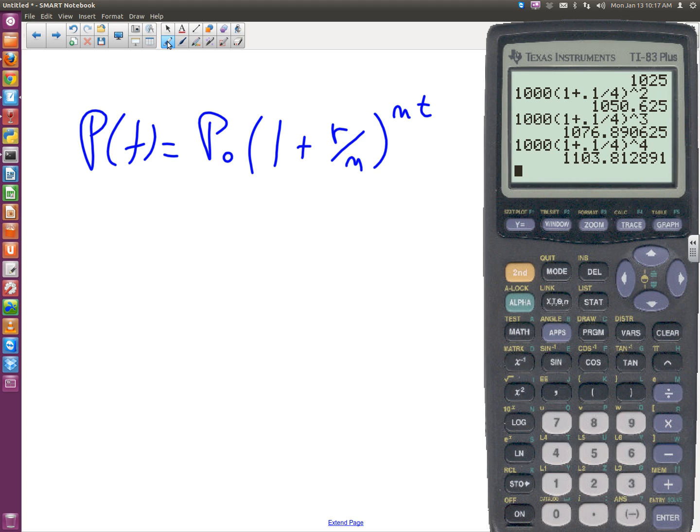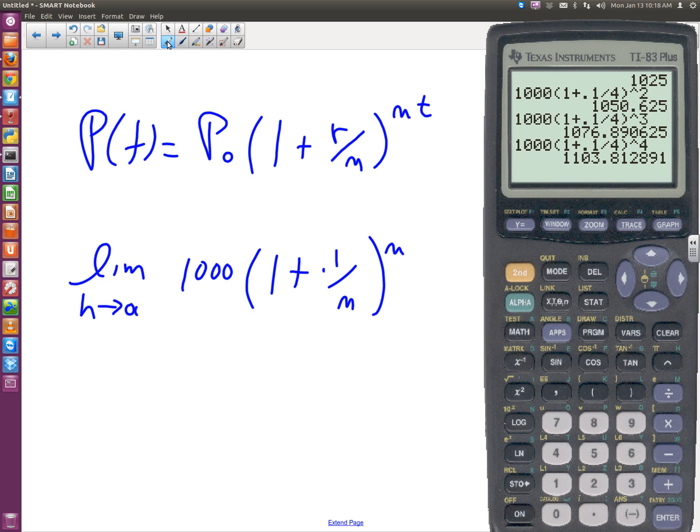If I take 1,000 bucks times 1 plus 0.1 over n to the n, where t equals 1 year. I'm just saying 1 year, okay? What's the limit as n goes to infinity? How big does that get? All right, that's what limit means. As n gets really, really big, as the number of compoundings gets 2, 4, 12, 5 million times a year, whatever it is, what's the most I can get? Let's find out. Sometimes you get a number. Sometimes you get a limit. All right? So let's work this out.